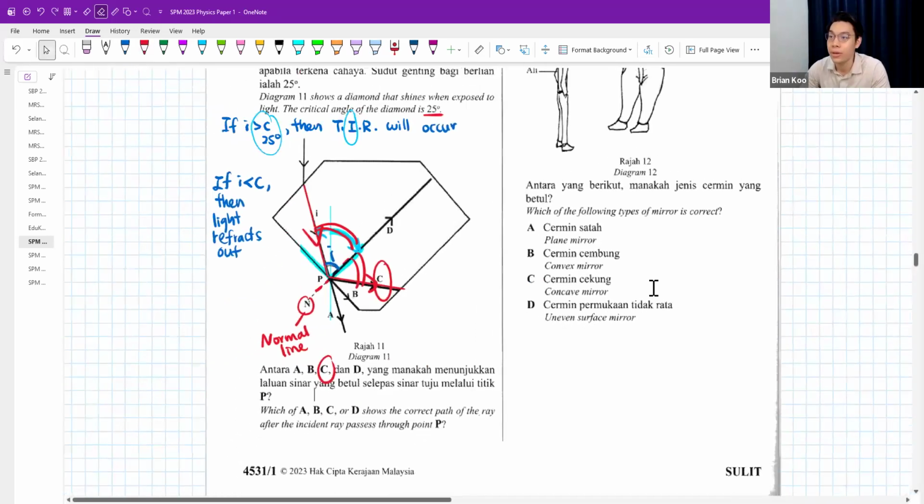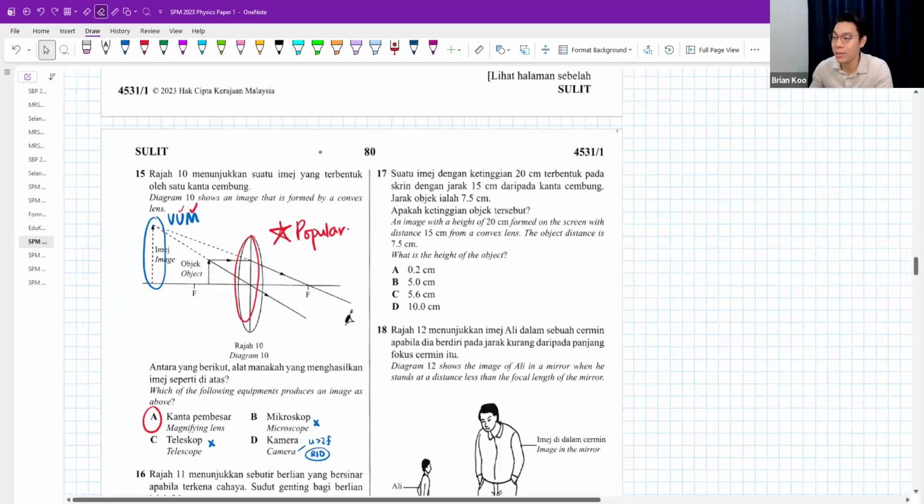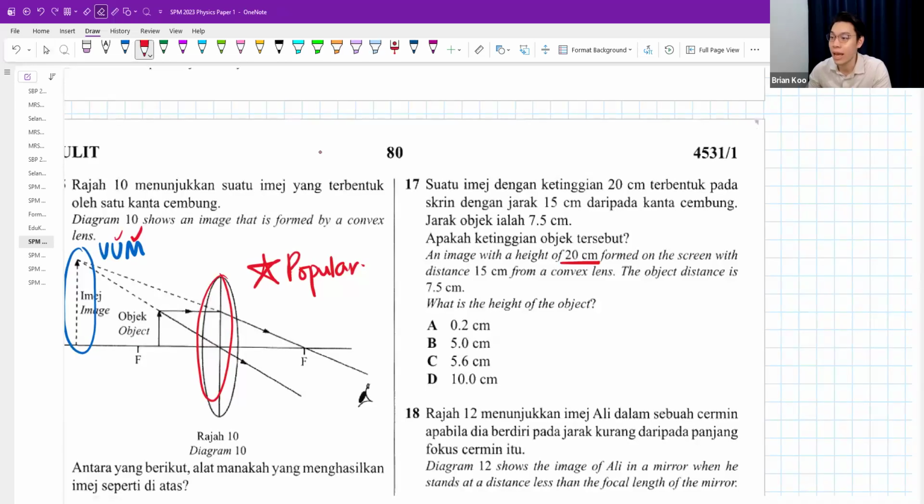We move on. Question 17. An image with a height of 20 cm. Normally, I like to call that the height of image. It is formed on the screen with a distance of 15 cm from the convex lens. The object distance is 7.5 cm. What is the height of the object?